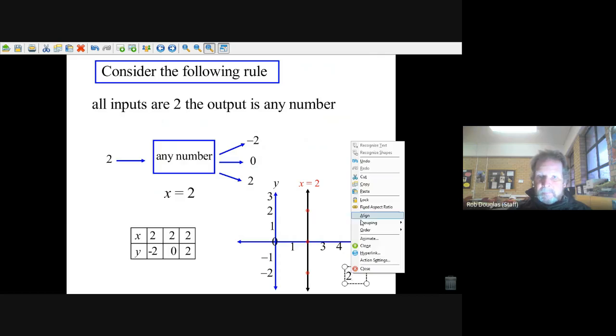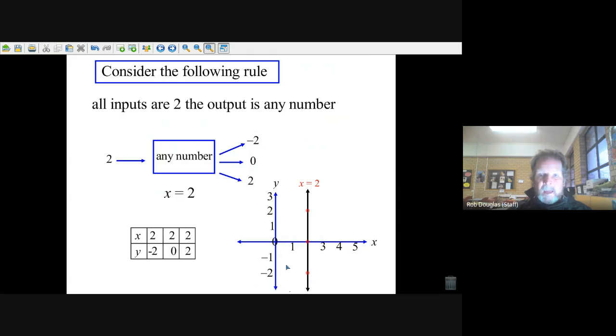So what we've got is a vertical line. So that's how you create a vertical line. And the equation is x equals 2. So there it is in words, in a flow chart, the equation, in a table. And when you graph it, you get a vertical line. If it was x equals 5, it'd be straight up and down at x equals 5.